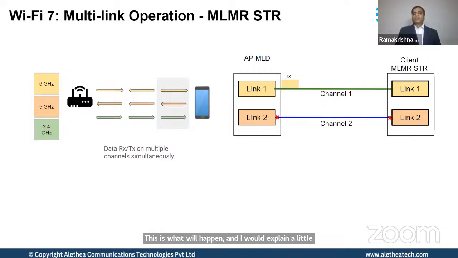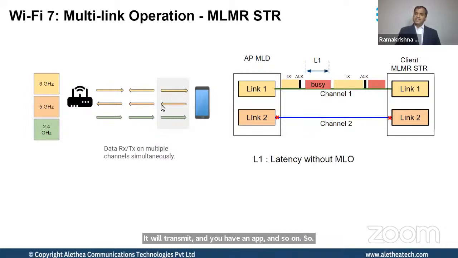Take a case where we only have one channel. We have a transmission. There should be an ACK, the block ACK. And the channel is busy. Then once again, the AP gets time to transmit. It will transmit and you have an ACK and so on. So in effect, the latency because of the channel being busy is represented by this time L1. This is normal operation. Now let's see how the MLO operation can improve in one of the scenarios.